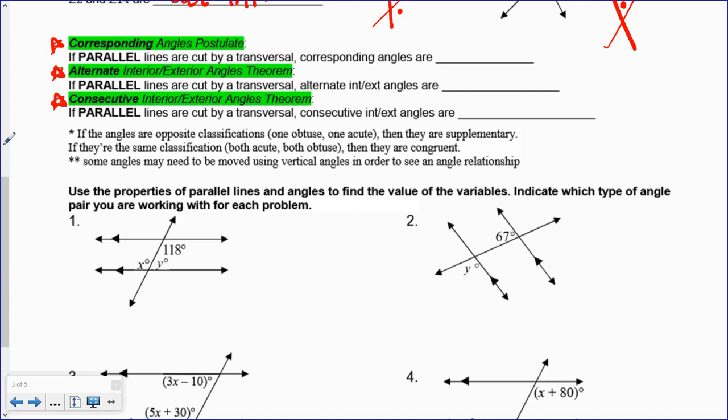You have the corresponding angles postulate. You have the alternate interior or exterior angles theorem and the consecutive interior or exterior angles theorem. This is postulate. You guys remember the difference between a postulate and a theorem?